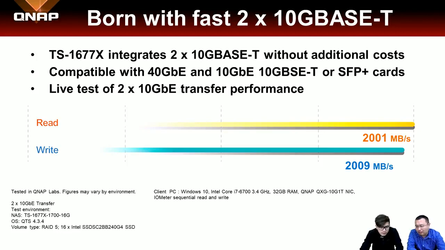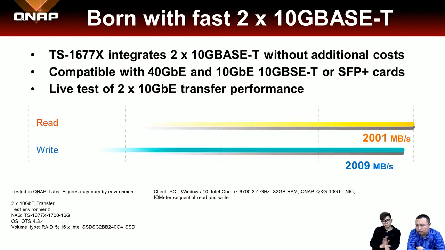With this device, on the motherboard you already get 2 of the 10GBASE-T ports, with 5-speed support. So you don't have to spend another budget on a 10G card, using the same 2 ports. You can also install compatible QNAP 40 gigabit and 10 gigabit interface cards. With the dual-port integrated 10GBASE-T ports, you can reach 2,000 megabytes per second.